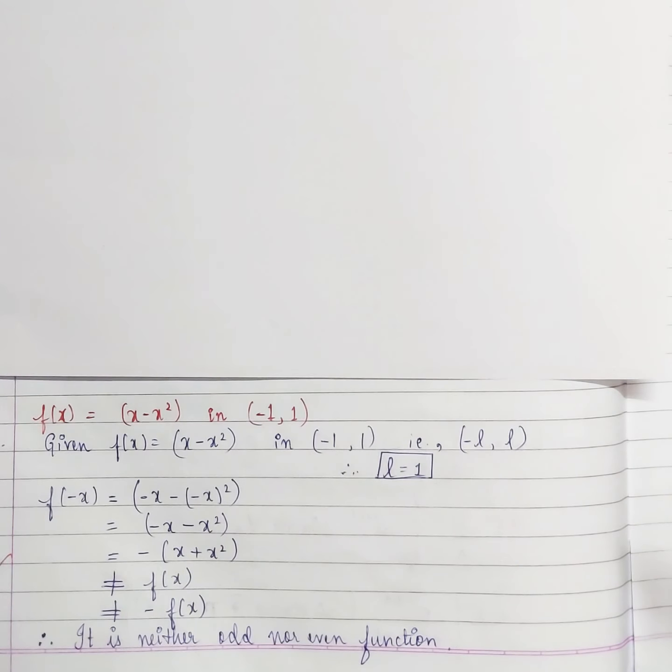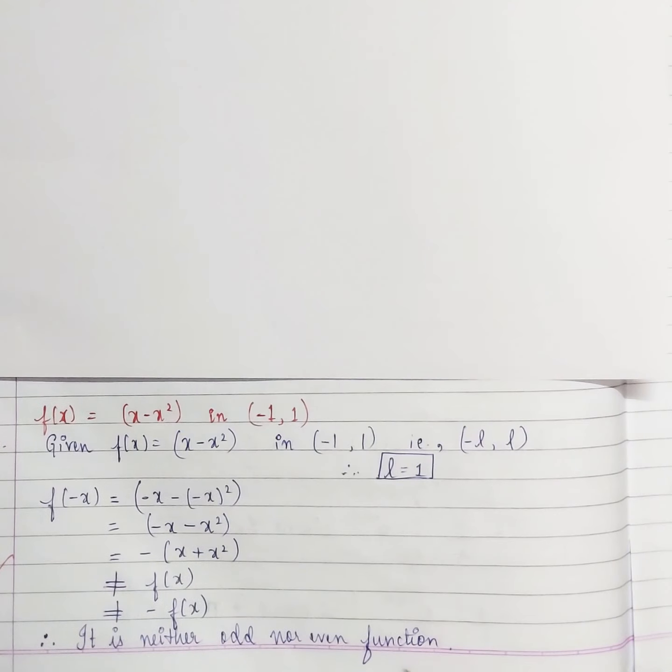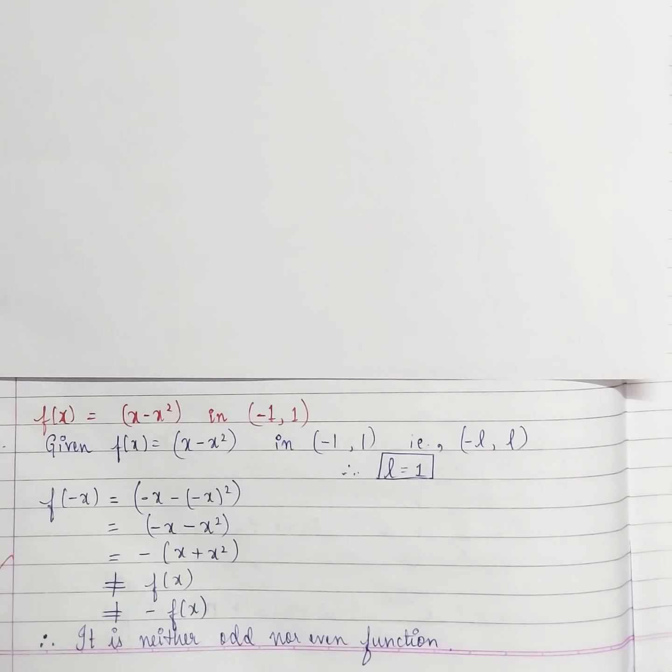Already I have told you, if the function is neither even nor odd, then it's like a normal problem. You have to find all the values a0, an and bn. And also we have an option: if you are not able to identify whether the function is even or odd, no need to make this statement that it's neither even nor odd. We can just start solving by writing the formula.